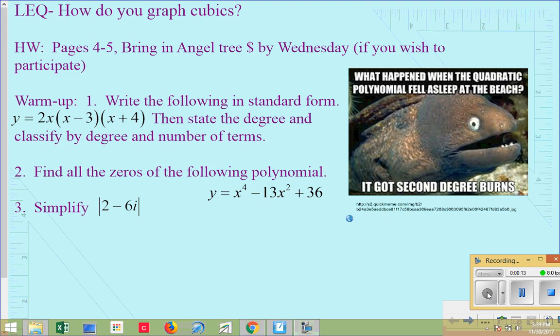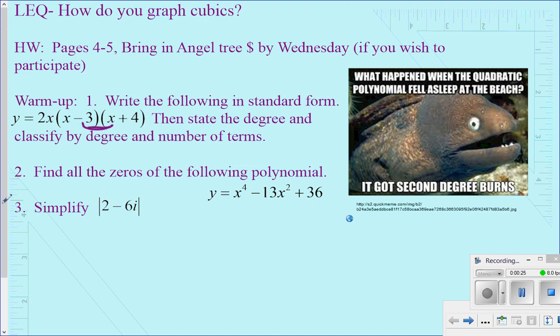So the first question says to write in standard form, state the degree and classify by degree and number of terms. So I'm going to go ahead and multiply the two binomials together first. Let's put this down here. So when I do that, I'm getting x squared plus x minus 12. And then I'm going to distribute the 2x, and I'm going to remember my y equals in the front of that. So 2x times x squared is 2x cubed.